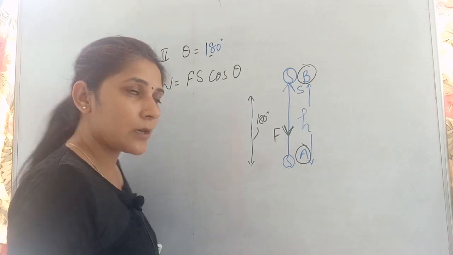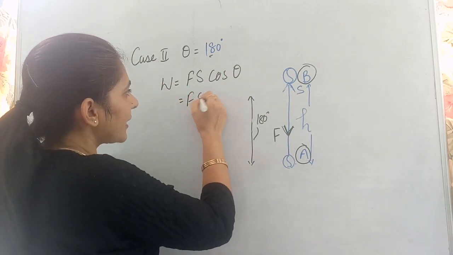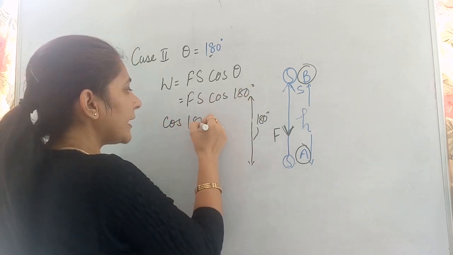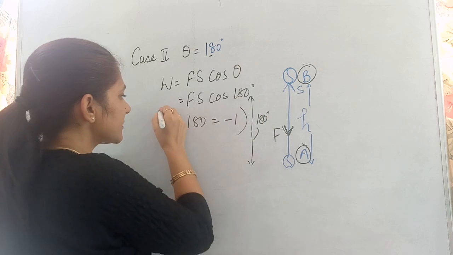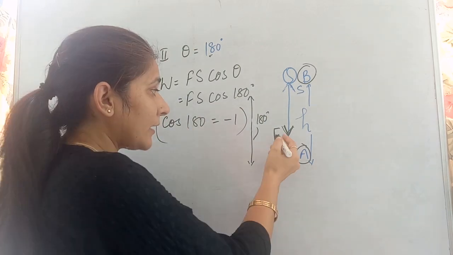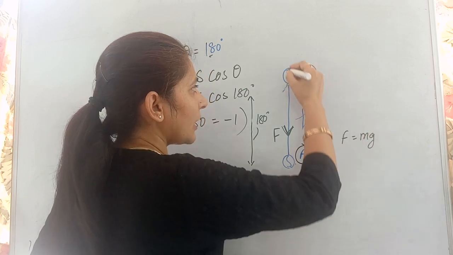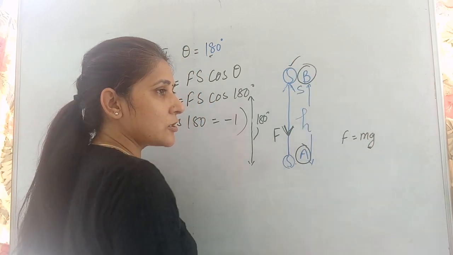Again the same example. You can place the values. Fs cos 180 degrees. Cos 180 degrees, everybody is aware, is minus 1. Put the value, and again, just take care. What is the force? Force is given by m into g, where m is the mass of the ball and g is the acceleration due to gravity.